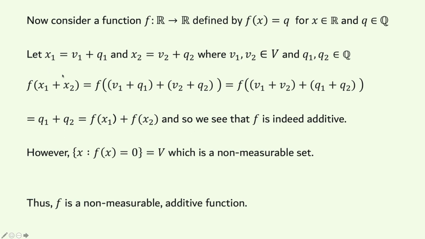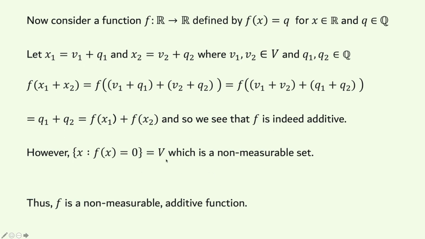And so now we can show that f is additive, right? We have these two representations of real numbers, x1 equals v1 plus q1, and x2 equals v2 plus q2, where v1, v2 are in the Vitali subset of R, and q1, q2 are in the rationals. And so, performing this calculation, moving things around, we see that f of x1 plus x2 is actually equal to f of x1 plus f of x2. However, if we consider the kernel of f, all the values such that f of x equals 0, all the q's have to be 0. And so that's just the Vitali set V. That's just x equal to v.